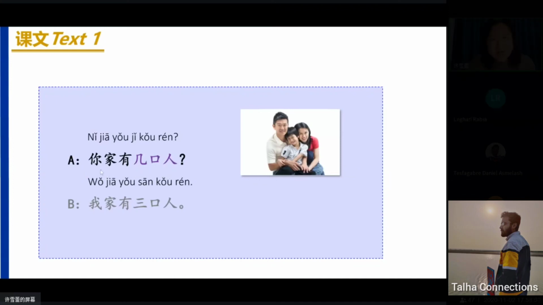All right. Now just try these 2 sentences. 你家有几口人? And then answer it. 我家有3口人. Now if you have 5 people in your family, 我家有5口人. So it depends on your actual situation.